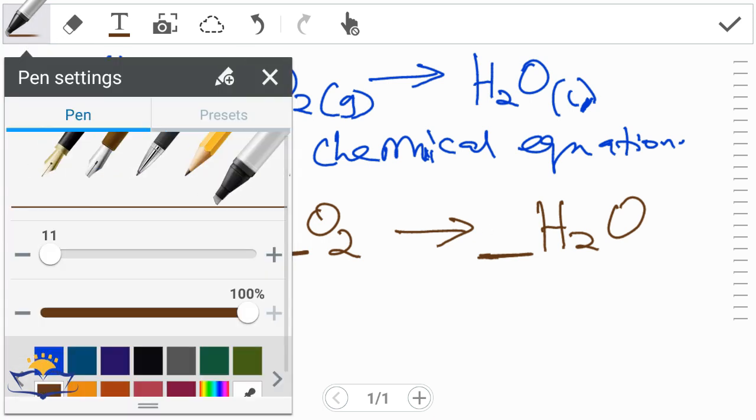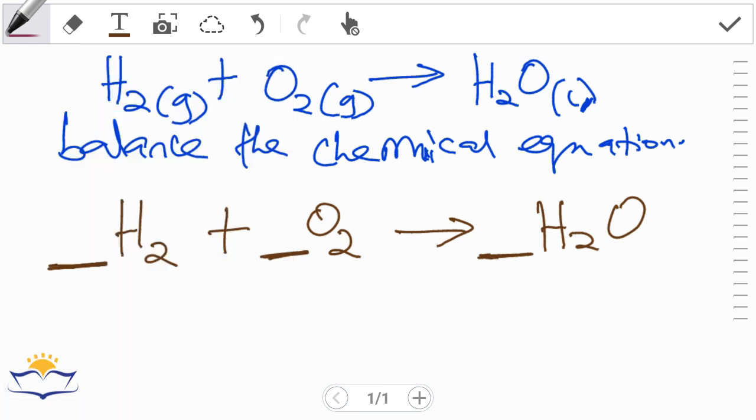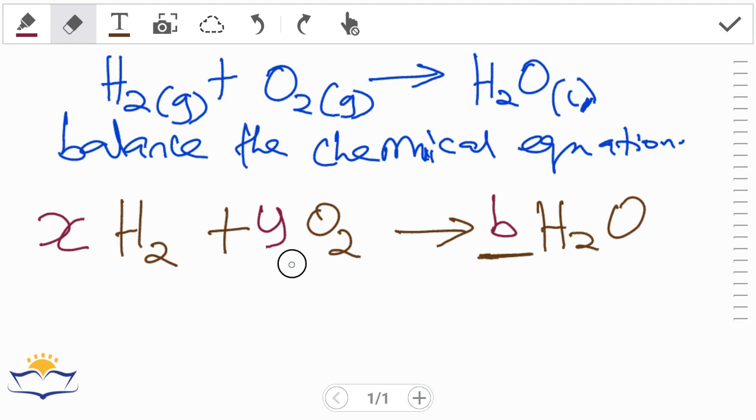That's what we're doing. Because we don't know the coefficients for now, we just replace them with variables. We can say behind H2 there is x, behind oxygen there is y, behind water H2O maybe there is b. We don't know yet. It could be 5, 20, or 15. And for that reason we just put x, y and b, or any letters that you like.